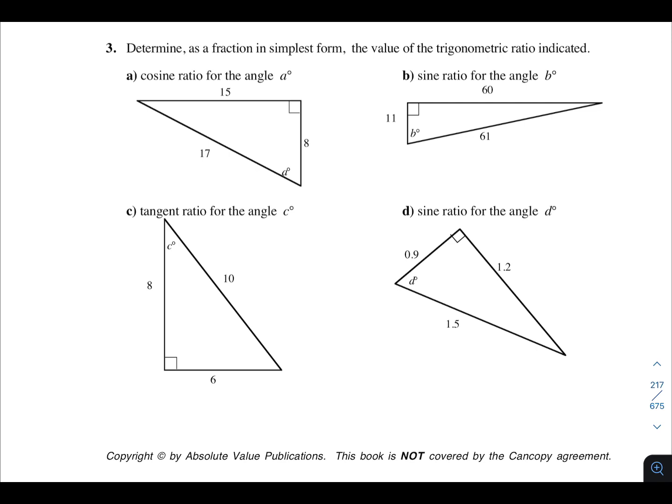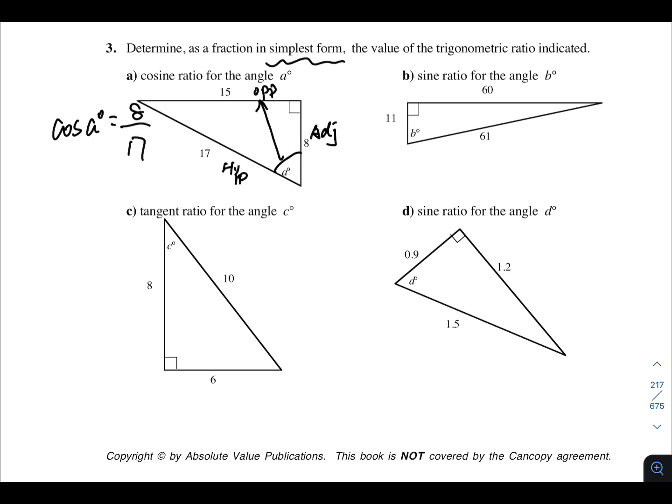Number 3, determine as a fraction in simplest form. Don't forget to simplify the fraction and the value of the trigonometric ratio indicated. The first one, cosine ratio for the angle A, so we need a cosine. This is the opposite, hypotenuse, and adjacent. If you can find the side directly, you can just find it. If you don't find it, you can mark all 3 sides and then do the rest. The cosine A is adjacent, 8, divided by hypotenuse, is 8 over 17.